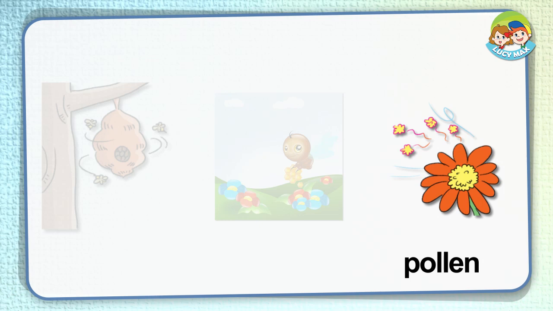Pollen. The small yellow things over the flower is pollen. Pollen is a small powder produced by flowers. When it goes to other flowers, it will produce seeds of the flower.